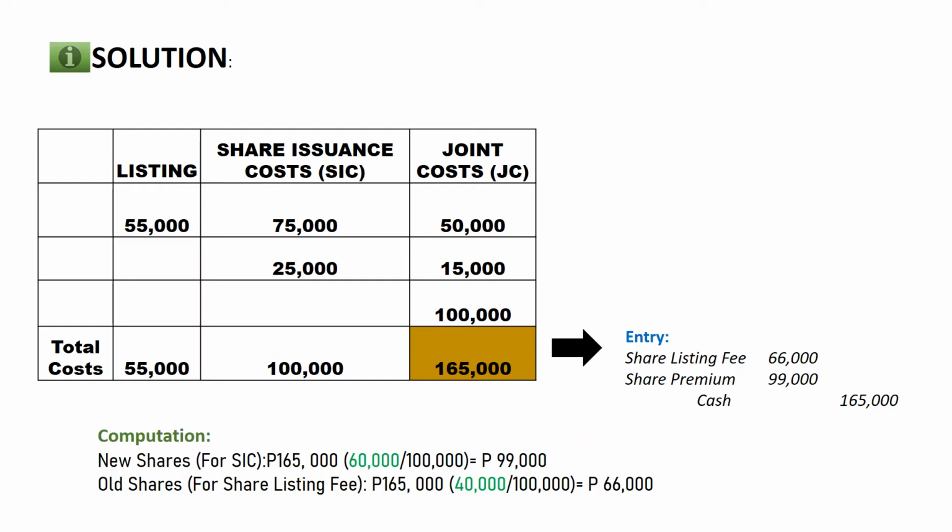Again, the ratio of listing and issuance of new shares is 60% and the listing of old existing shares has 40%. The amount allocated to share listing fee is 40% of 165,000. So 165,000 times 40% is equal to 66,000. The amount allocated to share issuance cost is 165,000 times 60%, which is 99,000. So for the journal entry to record the joint cost, we debit share listing fee 66,000, debit share premium 99,000, and credit cash 165,000.